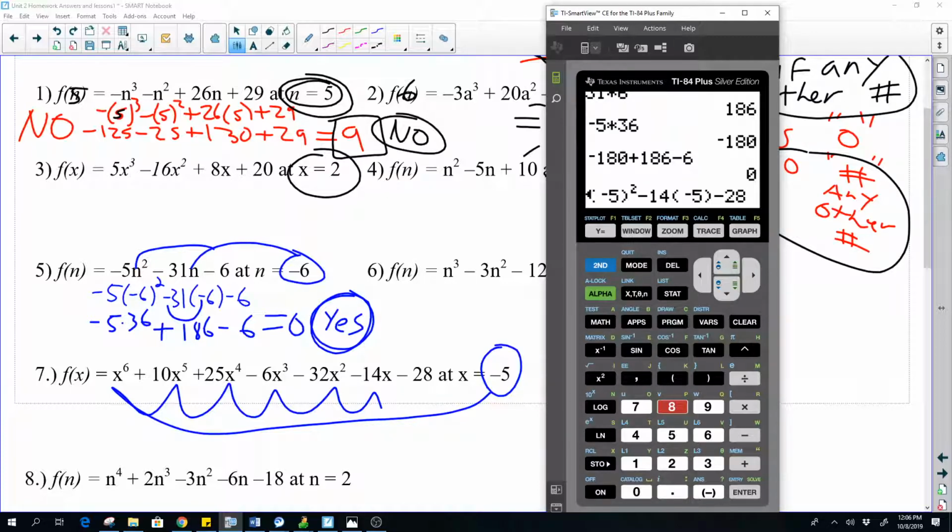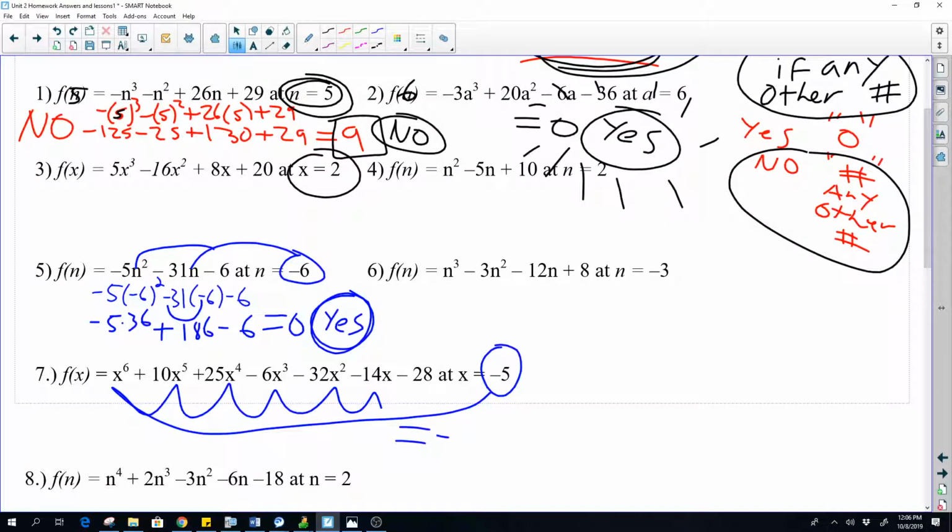So 0, yes, it's a factor. Any other number, no, not a factor. And -8. So -8 means that when we plug it all in, we get -8. Is that a factor or no? That's right, it's not 0, so no, it's not a factor.